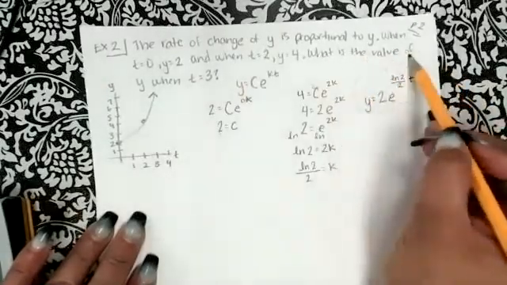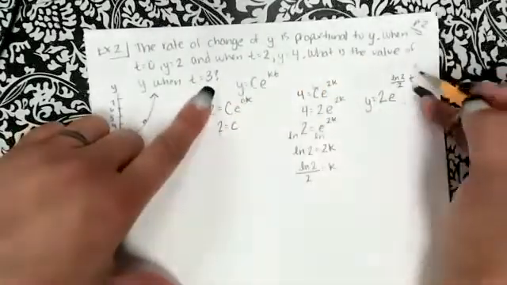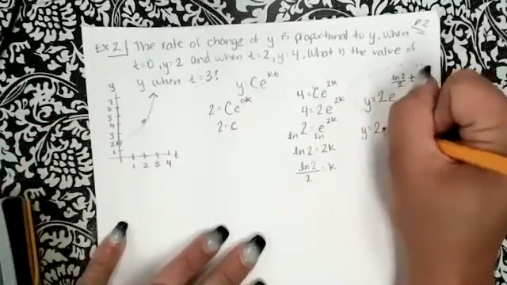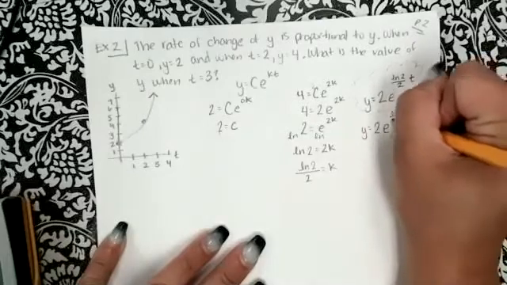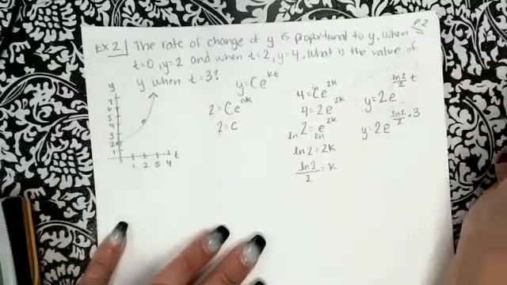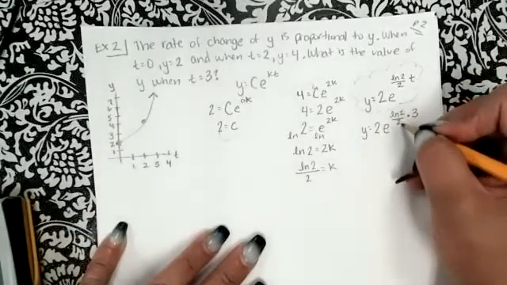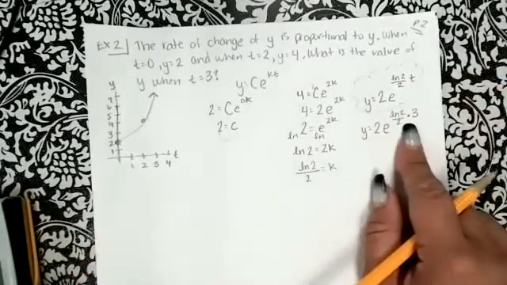Now it says, what is the value of y when the time is 3? So I'm going to plug in the number 3 there. I have y equals 2 e to the natural log of 2 divided by 2 times 3. Do not try to reduce these, because this is natural log of 2 first and then divide by 2. So I'm going to type this in the calculator.